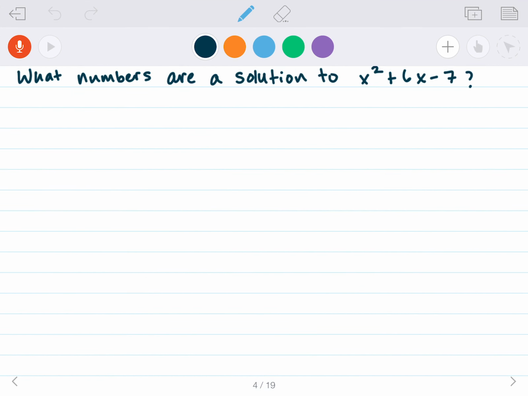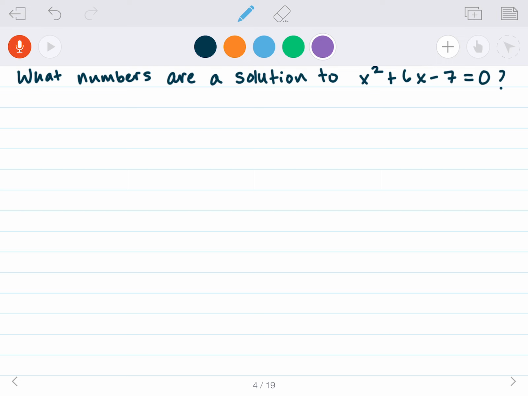All right, what numbers are a solution to this? I should have had an equals 0 here. So what numbers are a solution to this equation? So we're basically trying to first factor it if we can and solve for x. Now it's already set equal to 0, so we're in a good position to start factoring. Before you factor, you always want to make sure one side is equal to 0, okay? Because if it's not, it doesn't really make sense. We'll get more into that in a few slides.